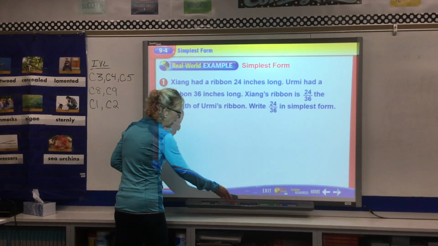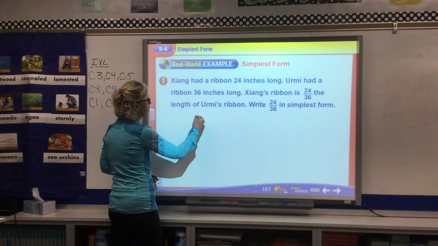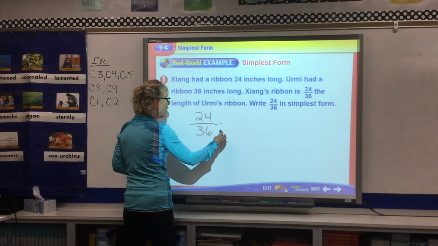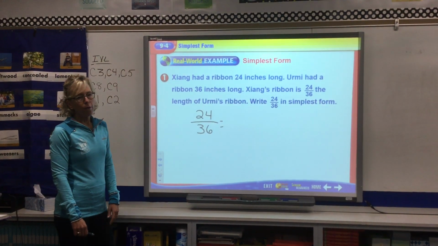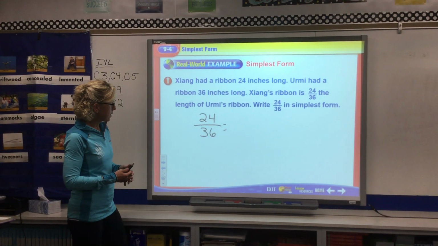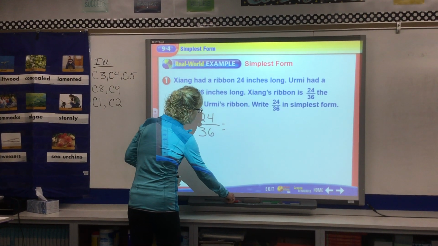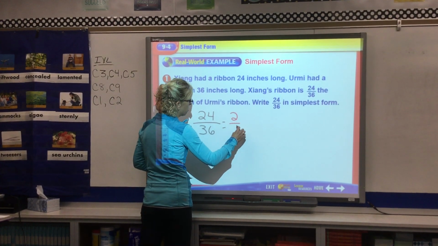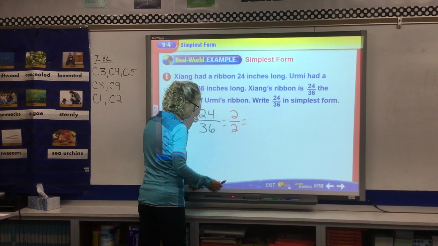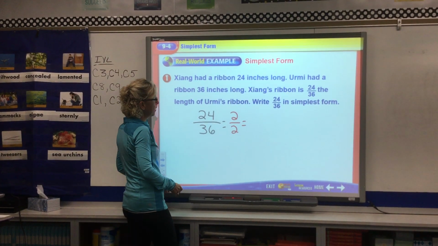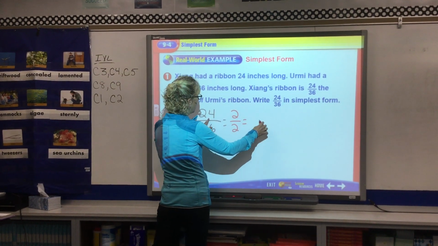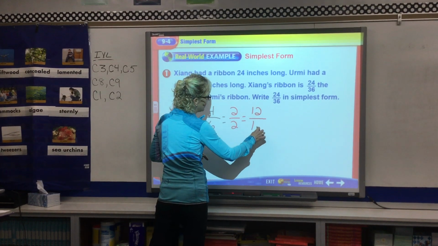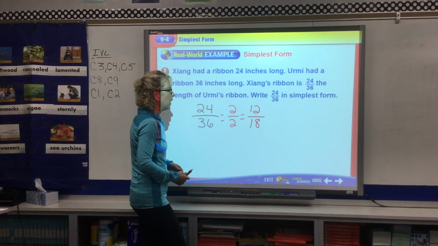Or if you don't find the greatest common factor, if you have 24 over 36 and you look at that and say, you know what, I know it's an even over an even. I'm not exactly sure what the greatest common factor is, but I know that 2 goes into 24 and I know that 2 goes into 36. So I'm going to divide it by 2 and just see where I come out. If I divided 24 by 2, I would get 12. If I divided 36 by 2, I would get 18. And then I would look at those two numbers and I would say, you know what?